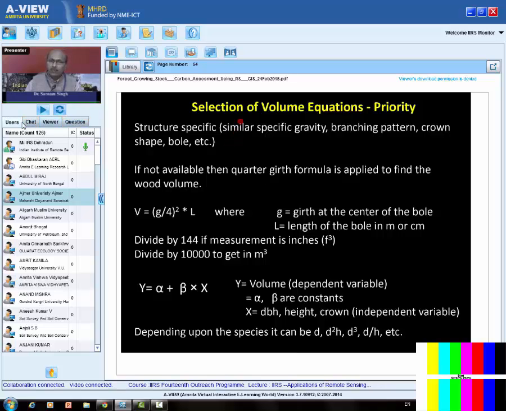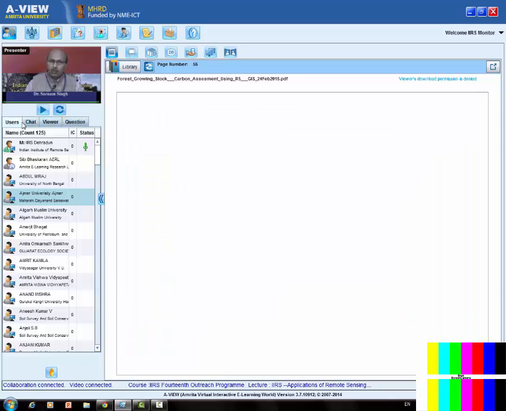If you do not have any volume equation, then use the quarter girth formula. This equation is here. You have the girth and then the length. The quarter girth formula is good enough to find out the volume of each tree, because once we know the volume, I can find a very simple linear equation like this one. You can use it to generate a volume equation or get the volume.